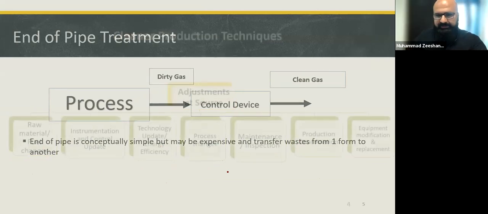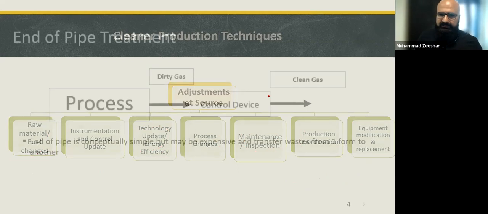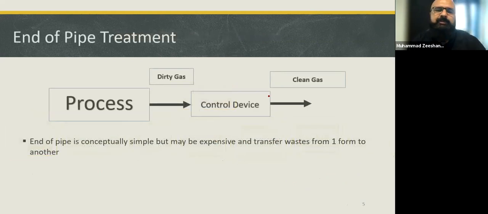Now, one thing we have to understand right here is that cleaner production techniques can reduce emissions, right? But in most of the cases, they can't eliminate the emissions. We would always have emissions as long as we are burning fuel, and sometimes the process also generates some emissions. So we would always be having some emissions, right? And for that, we have end of pipe treatment, right? The second category that we are going to talk about today.